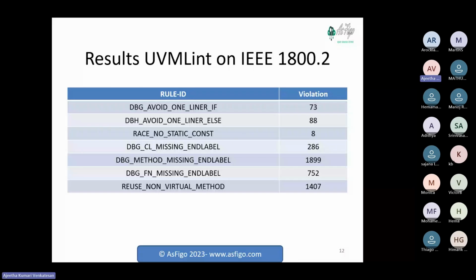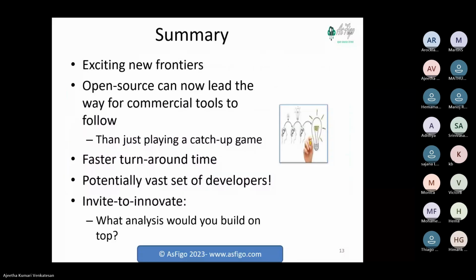This is where the result that I'm talking about, on the right, the UVM lint results on your IEEE 1800.2, the core. Okay, it's very interesting and surprising. Digest this. If you have any questions, please be in touch with us.